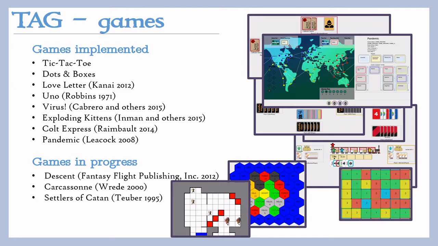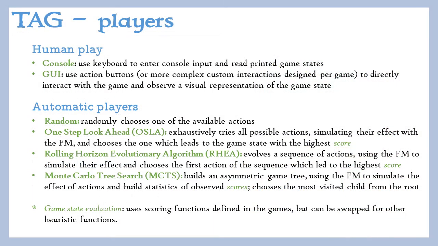Currently, we have 8 games implemented in the framework, starting from very simple instances such as tic-tac-toe and dots and boxes, to more complex games like Pandemic and Colt Express. We also have several games currently in progress, including Descent, Carcassonne, and Settlers of Catan, the last of which should be ready very soon.